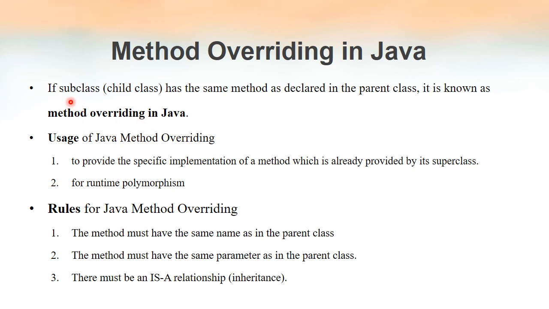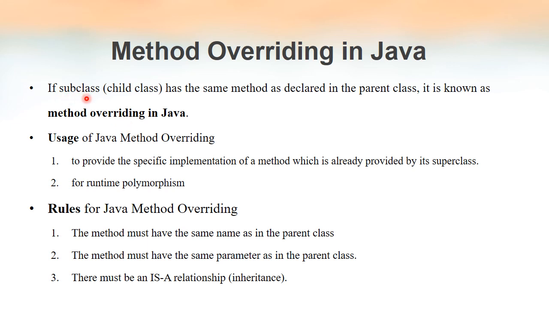Method overriding can be defined as when the subclass or child class has the same method as declared in the parent class. From the definition itself, we have to make it clear that method overriding exists only if there is a parent-child relationship between the classes. Method overriding is related to inheritance, or in other words, it exists only if there is an inheritance relationship between the classes.